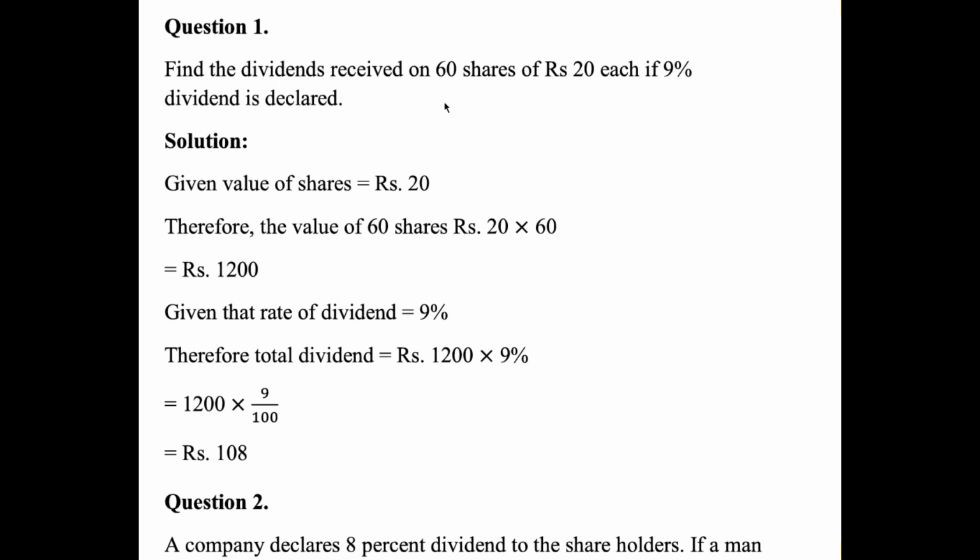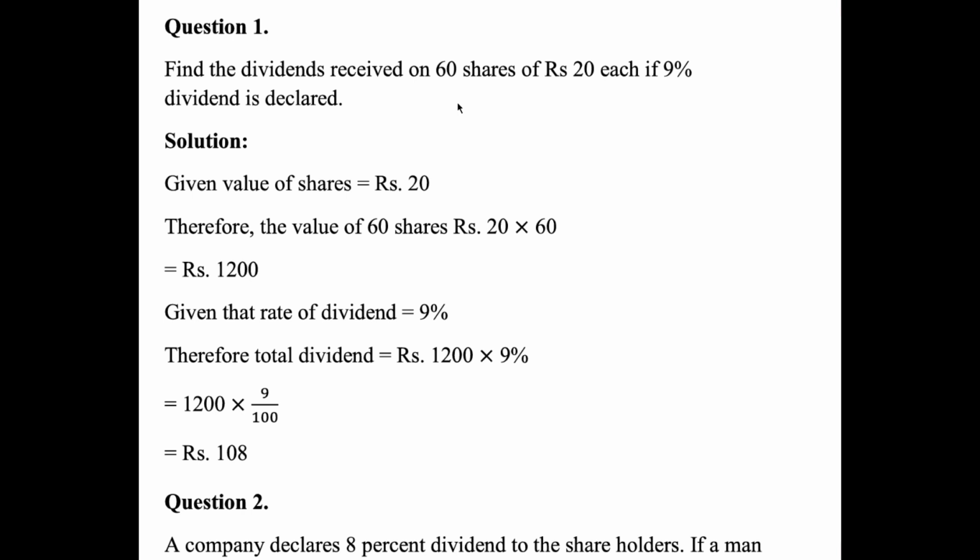Find the dividends received on 60 shares of rupees 20 each if 9% dividend is declared. So dividend is generally declared on the face value. How many shares are there? 60 shares. Per share value is rupees 20.